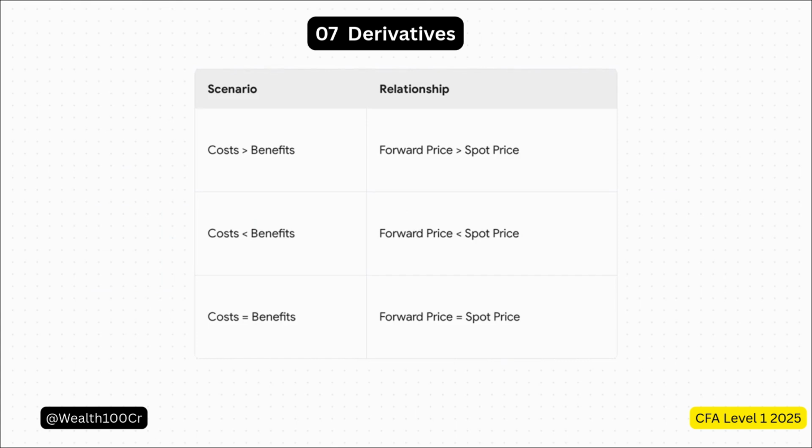So what is the most important thing to remember? It's very simple. If the costs of holding something are more than the benefits, then the future price will be higher than today's price. But if the benefits are greater than the costs, like our wonderful cow who gives lots of milk, then the future price can actually be lower than today's price.